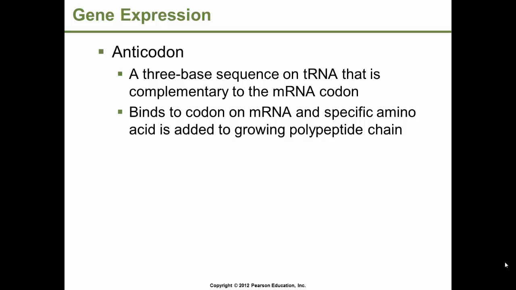Anticodon is the term for this three-letter sequence that's located on the transfer RNA. This 3-base sequence on the tRNA is complementary to the messenger RNA codon. It binds to a codon on messenger RNA, and the specific amino acid is added to the growing polypeptide chain on the ribosome.